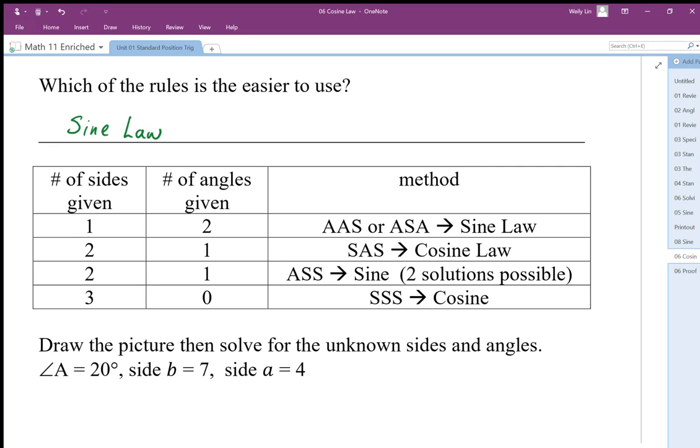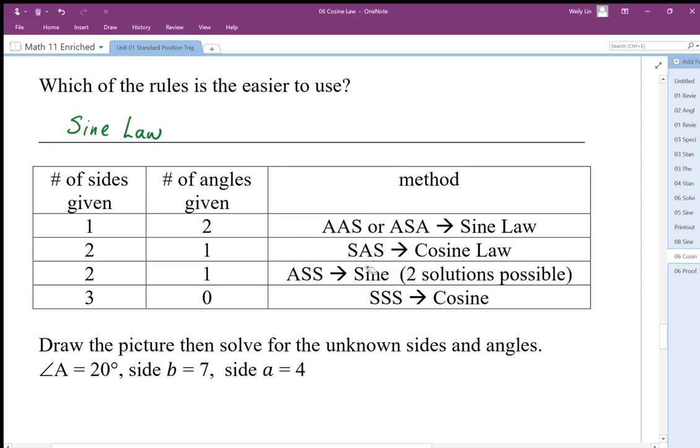So we can summarize this: if we have one side and two angles given, so angle, angle, side, or angle, side, angle, use sine law. If you have two sides and one angle given, and the angle is in between the two sides, or side, angle, side, use cosine law. If we have two sides and one angle given, but it's angle, then side, and side, this is our ambiguous case. So we use sine law, but we have to always consider the ambiguous case.